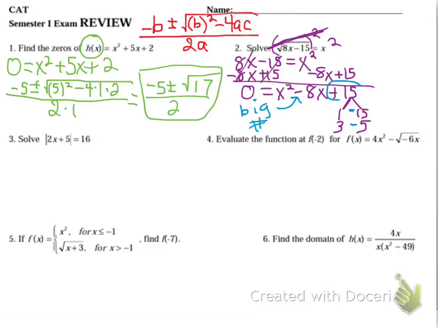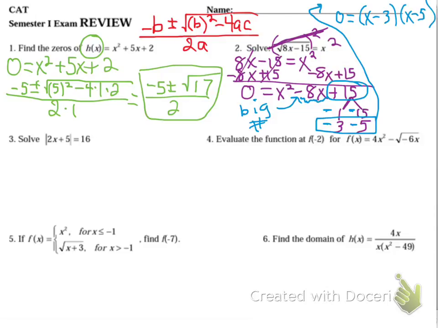Then I look here when I multiply them, is it supposed to be positive or negative? In our case, it's supposed to be positive, so you have to ask yourself, a negative times what sign will give me a positive? That means the others have to be negative. The only ones that add up and give me negative 8 are going to be negative 3 and negative 5. Okay, so I'm going to rewrite this as 0 equals x minus 3 times x minus 5.